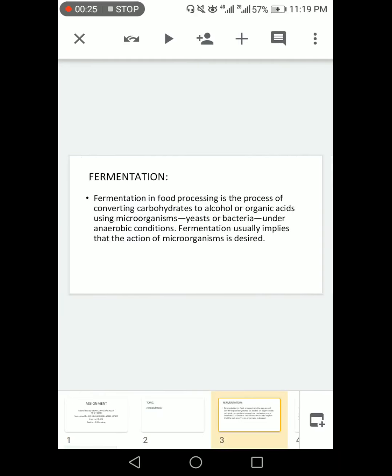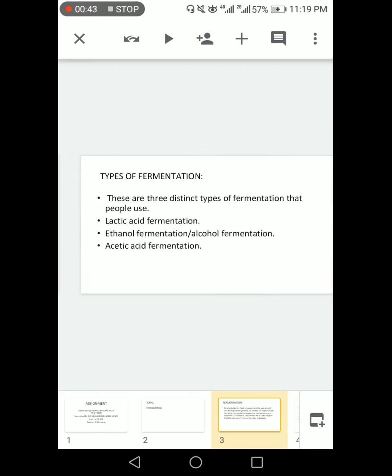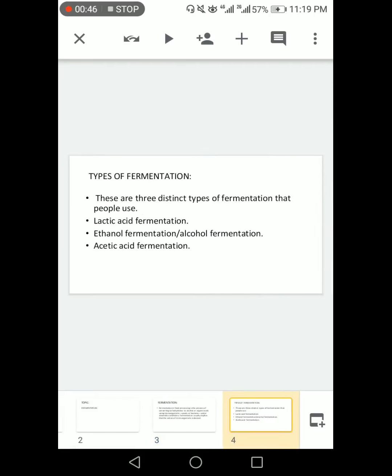Fermentation in food processing is the process of converting carbohydrates to alcohol or organic acid using microorganisms, yeast, or bacteria under anaerobic conditions. Fermentation usually implies that the action of microorganisms is desired. Types of fermentation. There are three distinct types of fermentation that people use.